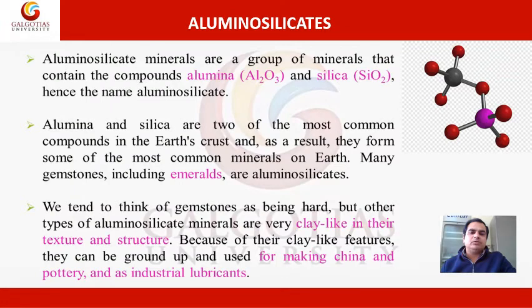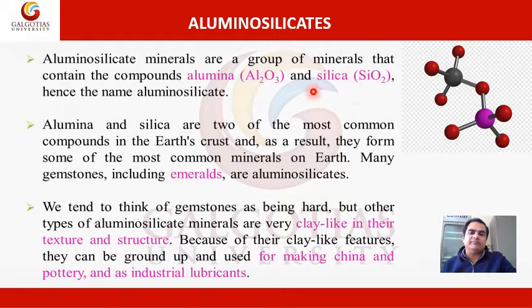Now let us discuss aluminosilicates. The first question that arises is how we can define aluminosilicates. Basically, aluminosilicates are a group of minerals which contain compounds like alumina, that is Al2O3, and silica, that is SiO2. Hence they are referred to as aluminosilicates because they are prepared by mixing alumina and silica with each other.